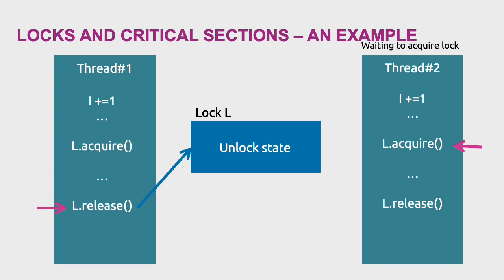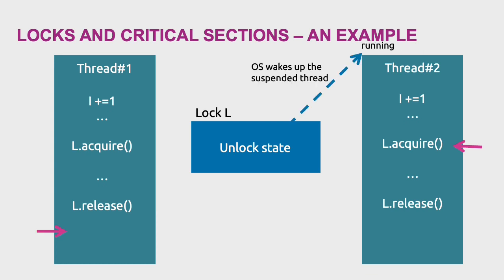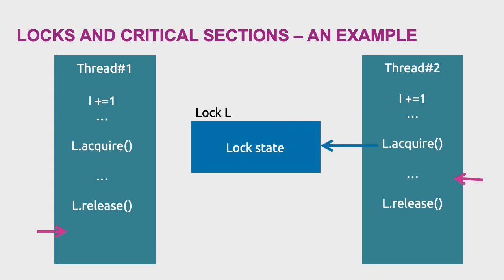Once thread 1 releases the lock object, it makes it possible for thread 2 to attempt acquiring the lock again. So thread 1 can now leave the critical section and thread 2 can finally enter.